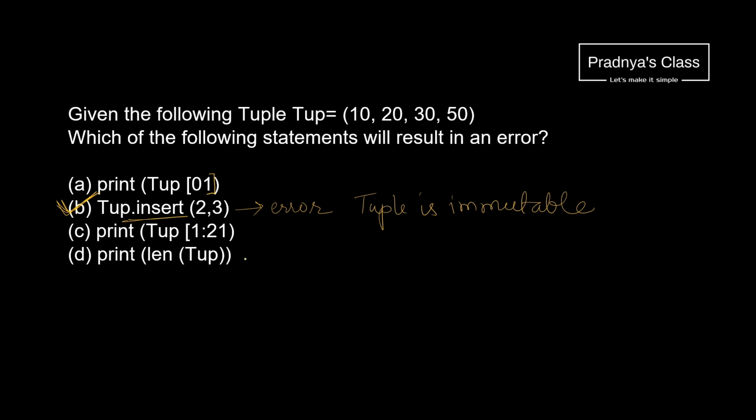In the third statement, we are applying slicing. That will work fine. And in the fourth statement, we are applying the len function on the tuple. That is also perfectly fine. We have the len function associated with tuple, which gives the number of elements of the tuple, just like list and string. So the correct option is B. As tuple is immutable, we cannot perform this operation of adding an element, or modify or edit an element. We cannot even delete an element from the tuple.